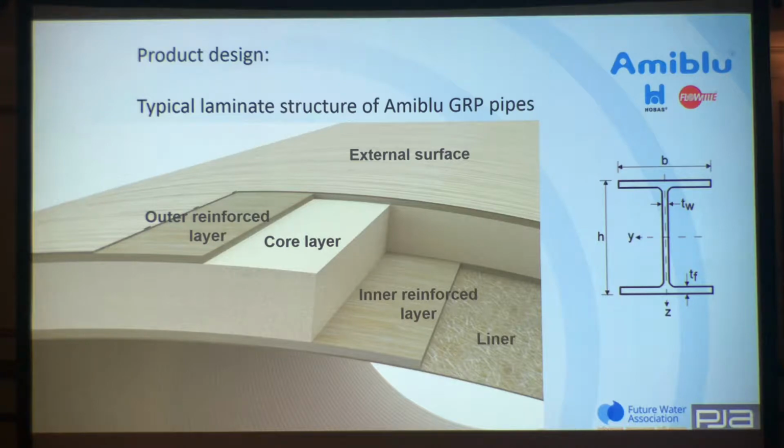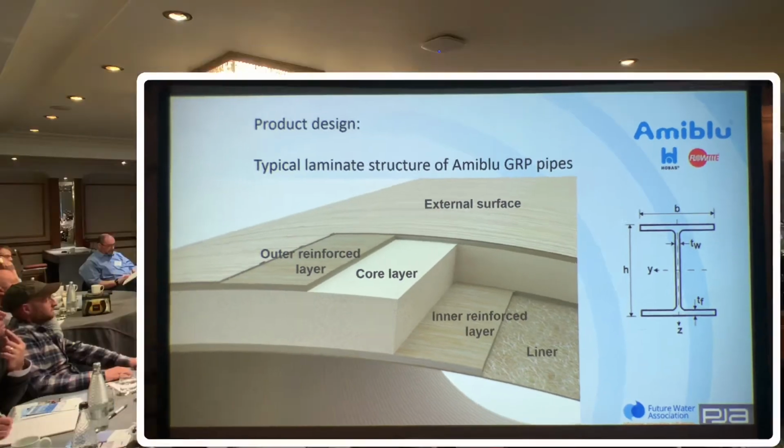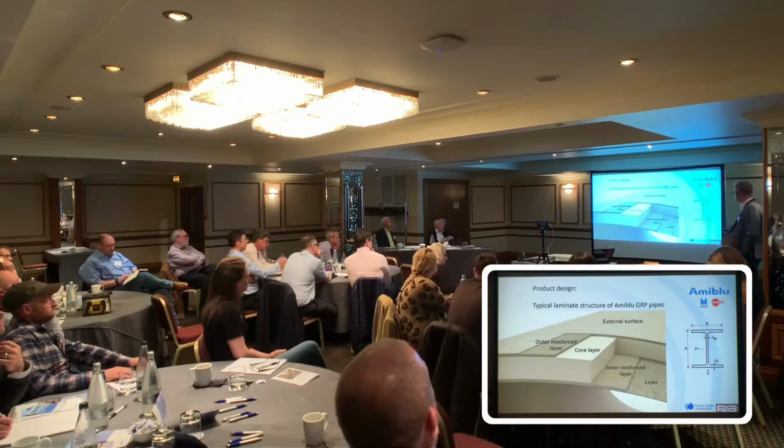Actually, with this structure we make an I-beam. That's the principle. So we have a lot of glass reinforcement in the outer and the inner reinforced layer, and in the core there's less glass. And the liner is for protection.